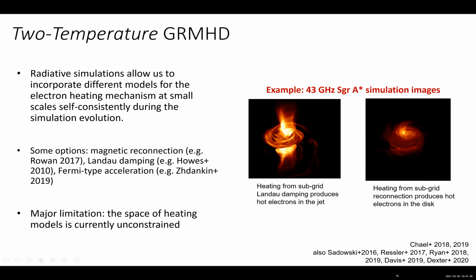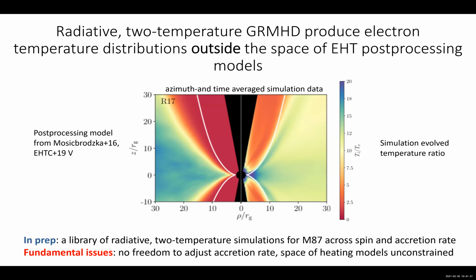Now, a major limitation of this whole enterprise is that the space of heating models, at least as someone outside of the plasma physics world, seems to be pretty currently unconstrained. So, it's not like we have a best bet heating model that we can plug into these simulations and say, aha, I know exactly what is going on in M87 now. And these are a lot more expensive to run than just applying many different heating models in post-processing. But I think that by running a few of them, we at least gain some insight into where our post-processing heating models go wrong and or where we might need to go further.